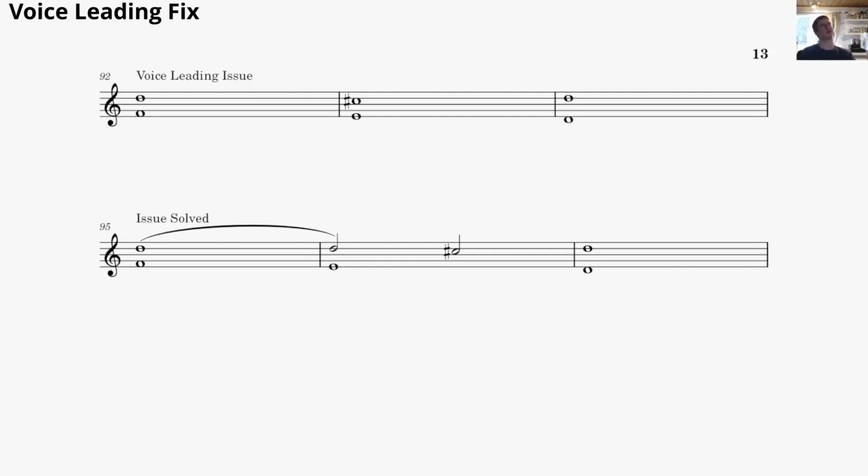So when you're wondering, why am I going to use a dissonant suspension? Just think of passages that have voice leading issues that are difficult to resolve.